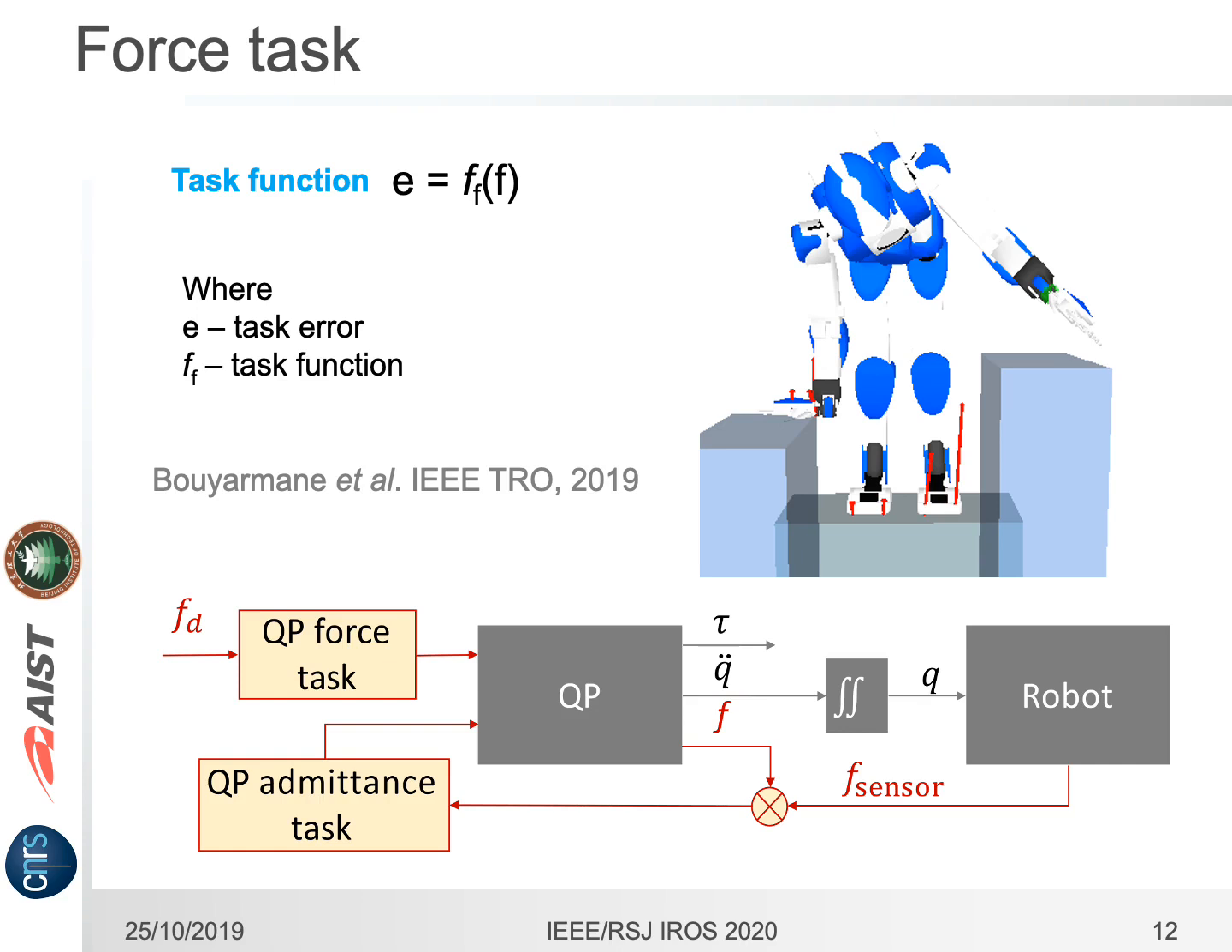Let's end with a force task template example. In this case, the task is defined directly in a function ff of the force one wants the robot to apply. In practice, the implementation on high gain position-controlled robots is made through admittance. The particularity of the task-based force control formalism has been thoroughly discussed in Bouyarmane et al., published in TRO in 2019.